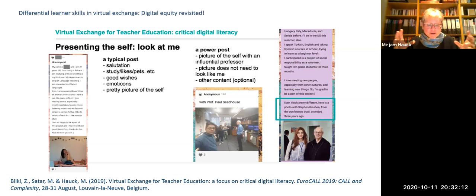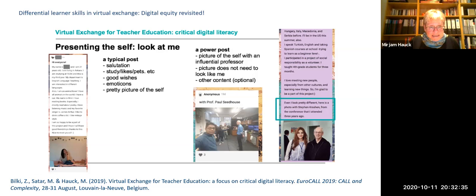But in what we call power posts, they situated themselves in relation to an important or famous figure within the field of study. And they made a kind of statement about who they are and who they know. That was what mattered to them.